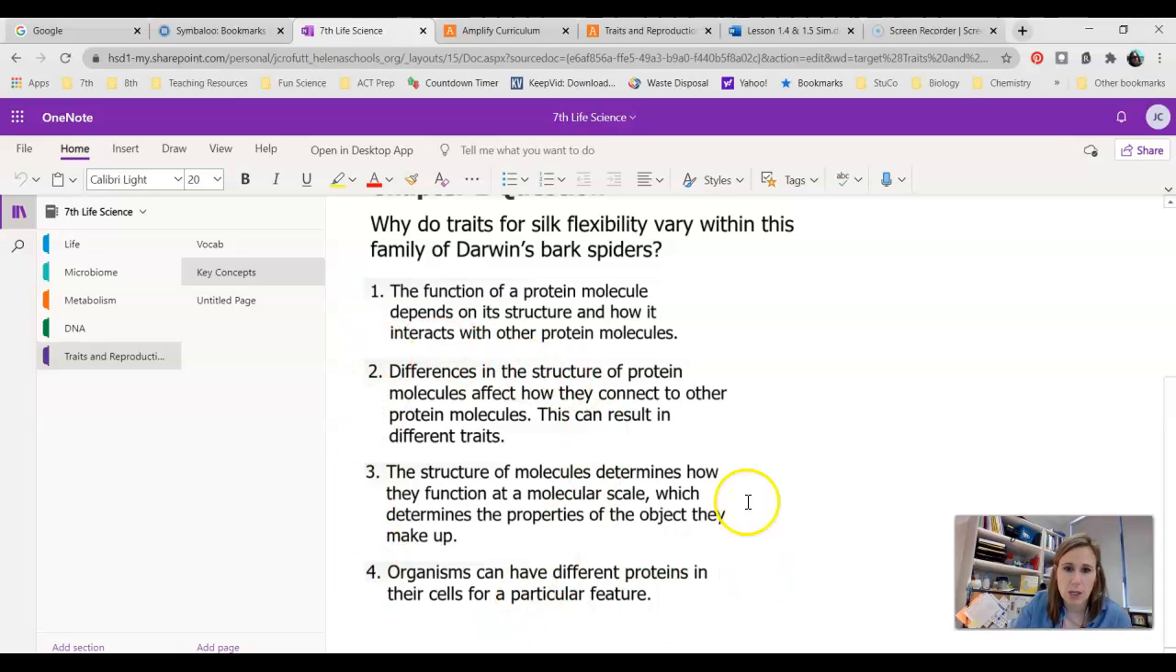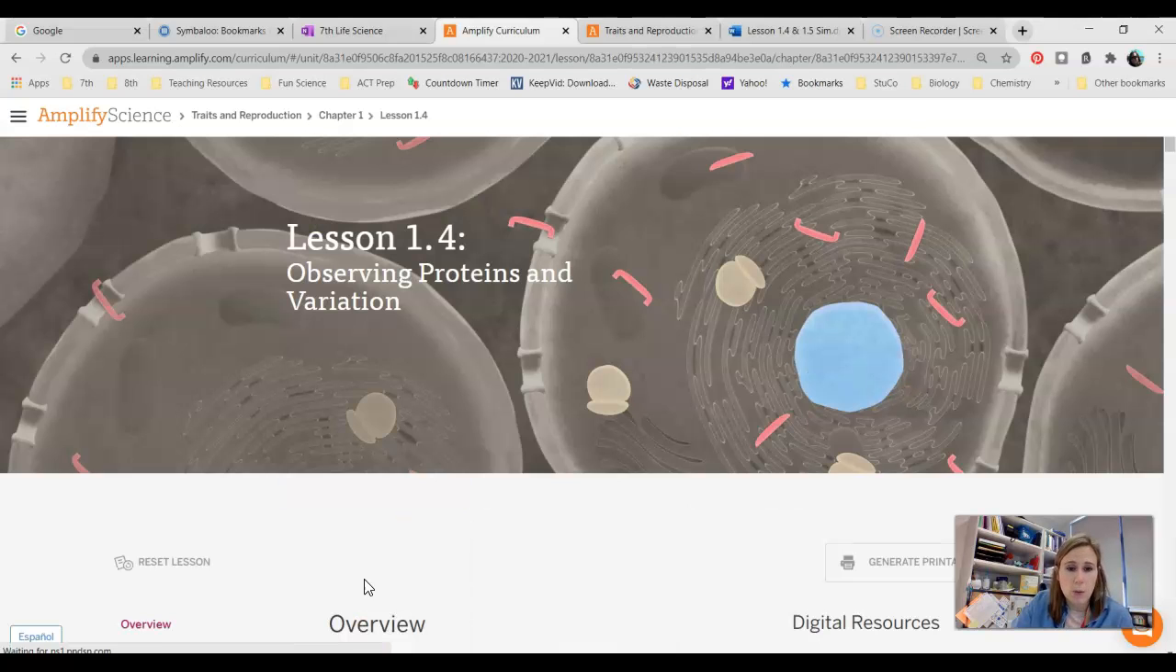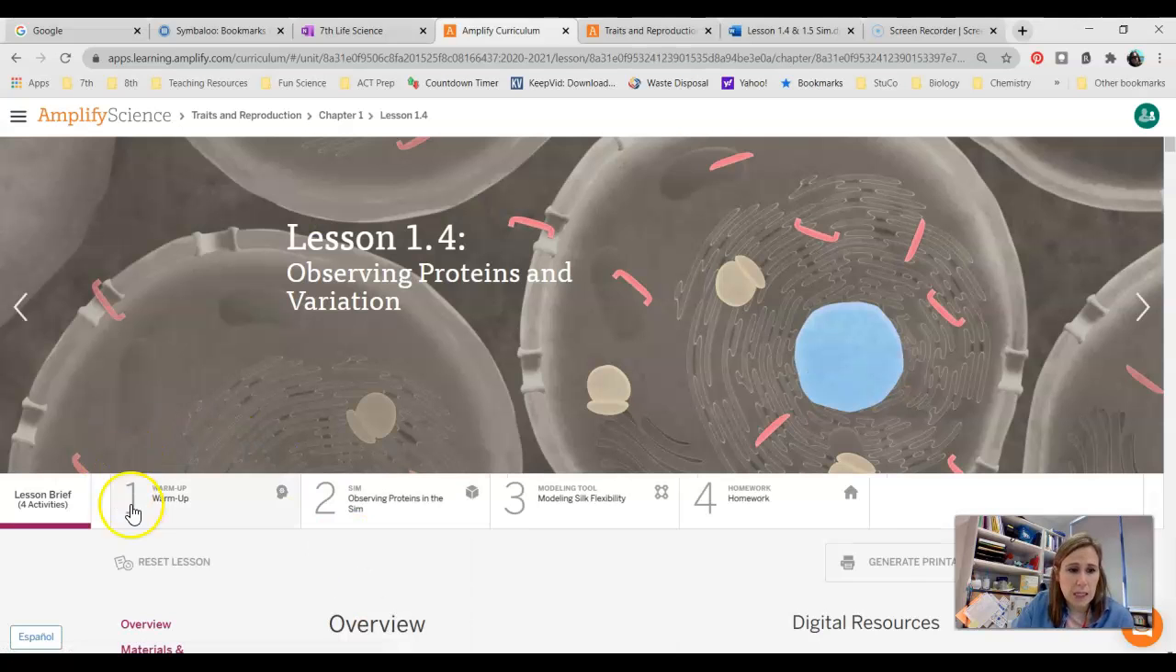So at the end of today, you guys should be able to explain these 3 key concepts. Okay, so first things first, once you guys have added those 3 key concepts into your notes, you are going to go into Traits and Reproduction, Chapter 1, Lesson 1.4. The only thing you guys are going to complete in this activity is the warm-up.